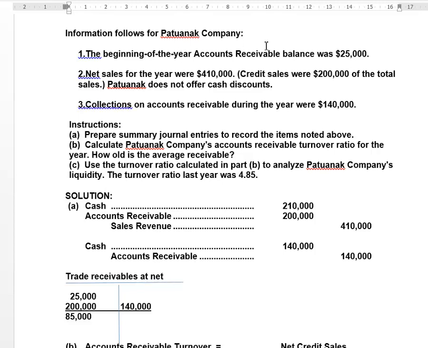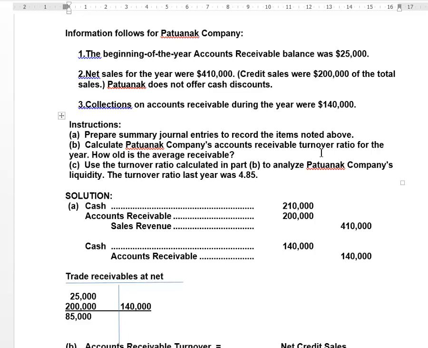So in this question we have a company, Patwanic, and they've given us the beginning balance of their accounts receivable. Don't forget accounts receivable are those receivables with customers, so they're trade receivables, right? Opening balance for the year was $25,000. Net sales were $410,000, and of that some were cash and some were credit sales. Patwanic doesn't offer any cash discounts, and they had collections on accounts receivable during the year of $140,000.